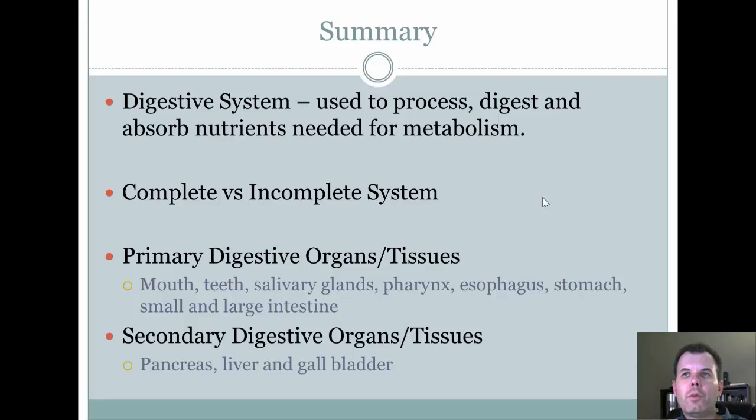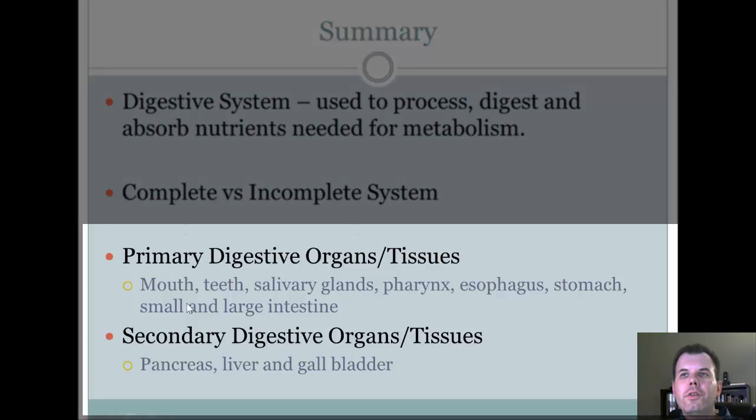Again, the simpler animals like the Cnidaria and the Planaria have incomplete systems, where more multicellular, more developed animals have the complete system. We saw this in the earthworm, the crayfish, and the frog. Complete systems where you have a mouth and the anus. Now, the primary digestive organs and tissues include the mouth, the teeth, the salivary glands, the pharynx, the esophagus, stomach, small and large intestine, where the secondary digestive organs contain the pancreas, liver, and gallbladder.